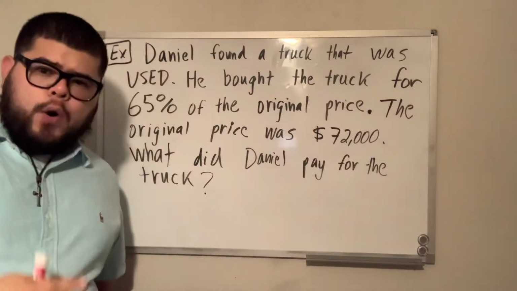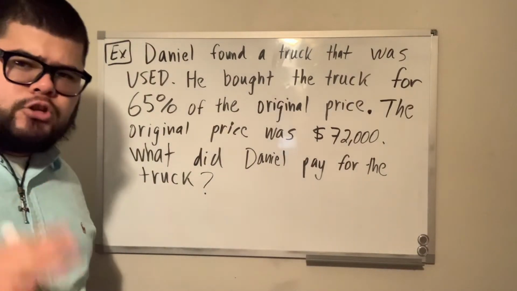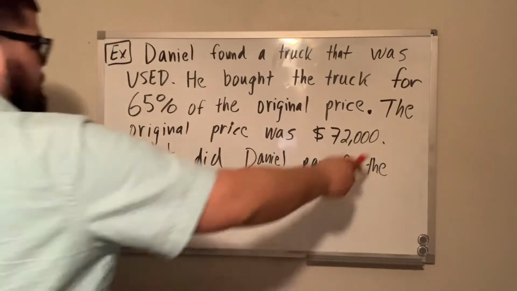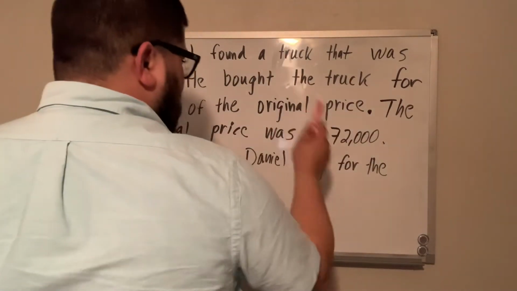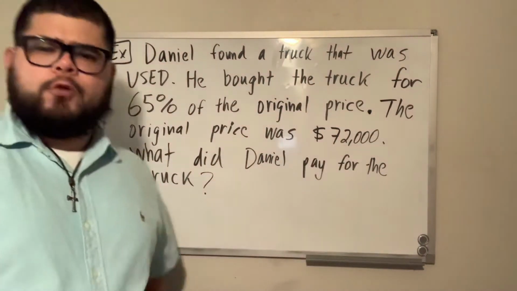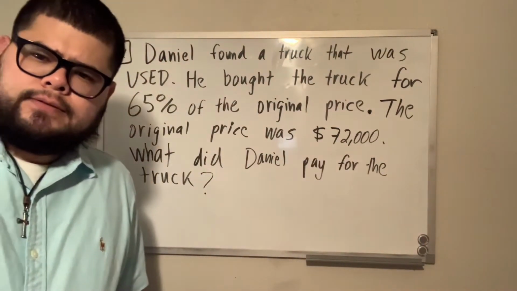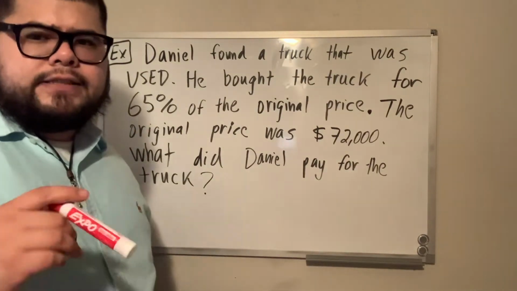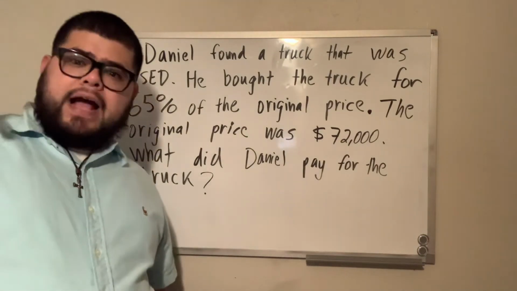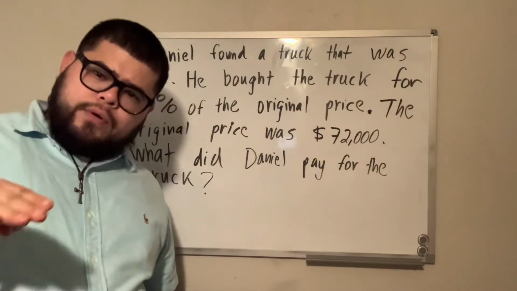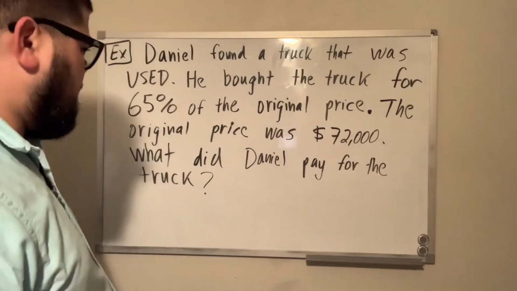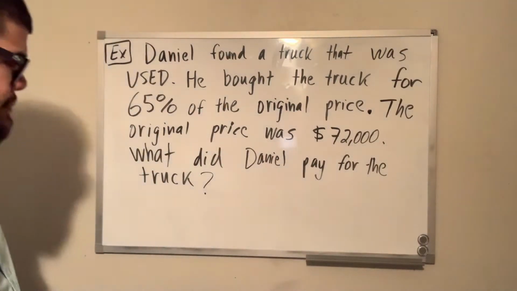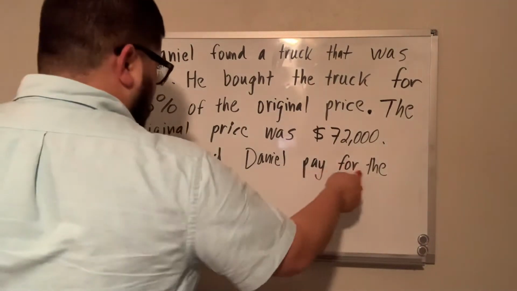But again, do we know at this point how much he paid for the used truck? We don't know, right? The original price was $72,000. So did he pay more for the truck or less? That's what you need to ask yourself. Probably not more, right? Because when you buy a new car, it's like the max it costs. And then when it's used, it's always less than what it cost when it was brand new, right? So the original price of the truck was $72,000. He did not pay that, right? He paid less than that. What did Daniel pay for the truck?